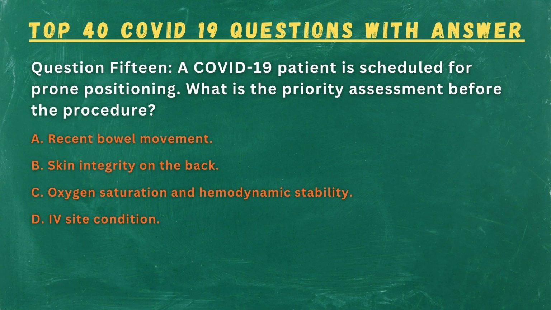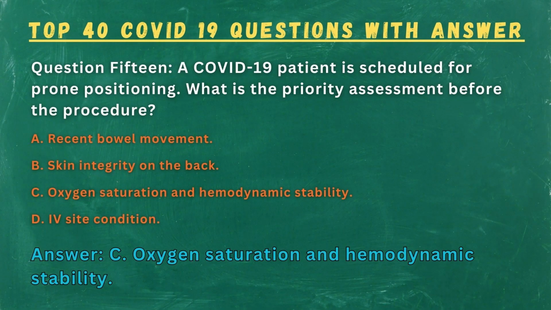Question 15. A COVID-19 patient is scheduled for prone positioning. What is the priority assessment before the procedure? A. Recent bowel movement. B. Skin integrity on the back. C. Oxygen saturation and hemodynamic stability. D. Psych condition. Answer: C. Oxygen saturation and hemodynamic stability.